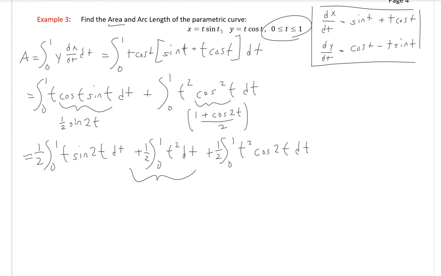This minimal integral is pretty easy to solve. The other one's not so much. We're going to have to do some by parts here because I see an algebraic multiplying a trig. Both these look like by parts. This first one, not too bad. I could just say u is t, du is dt. dv is sine of 2t dt, which will leave v to be negative 1/2 cosine of 2t.